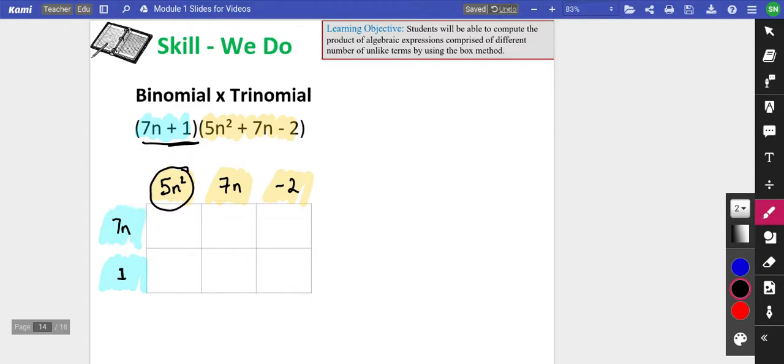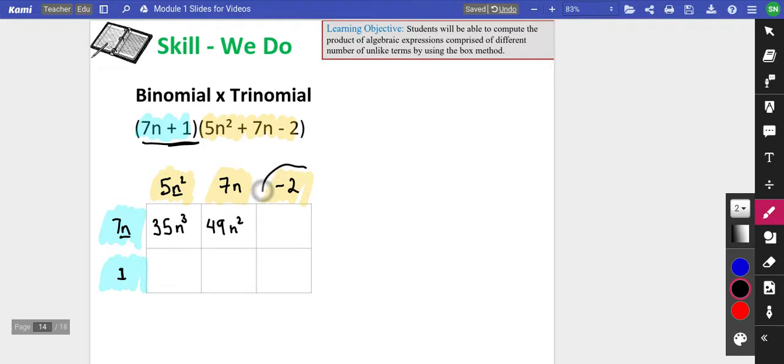We start by multiplying the numbers. So 5 times 7, 35. N times n squared would be n cubed. Whenever we multiply, we add the exponents on the letter. Next, we move on to the 7n times 7n. 7 times 7 is 49. N times n is n squared.